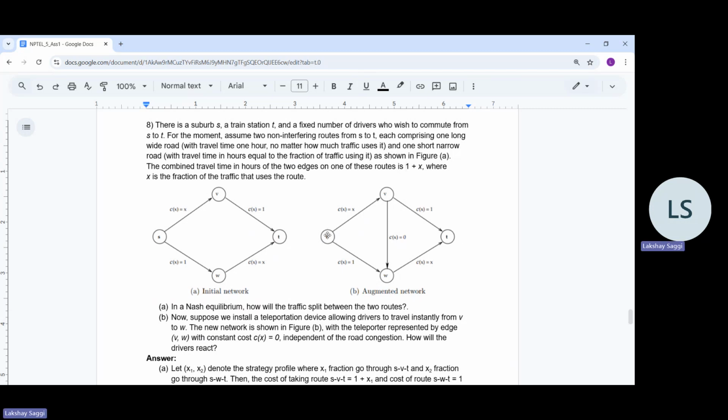And here, as soon as people go from S to V, the cost will be x1. Now they are presented with two choices: either they take this route of length 1, or they take this instant route and then go to this part. And this will have a cost equal to the congestion. But note that congestion is always less than or equal to 1, right?